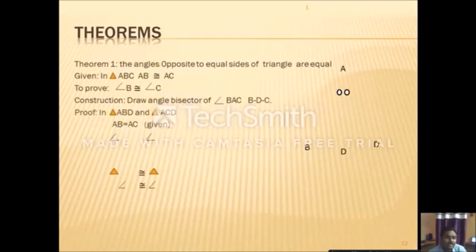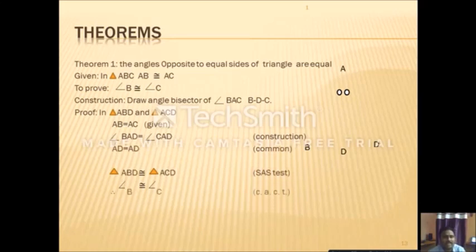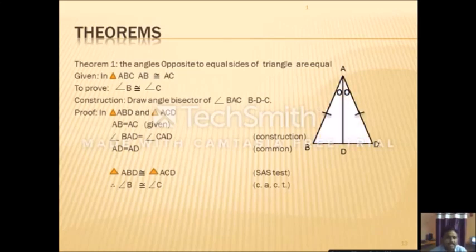Then we will see one theorem. The statement of the theorem is: the angles opposite to the equal sides of a triangle are equal. Given that in triangle ABC, side AB and side AC are congruent to each other, to prove angle B is congruent to angle C. Now here it is necessary to construct the bisector of angle BAC.